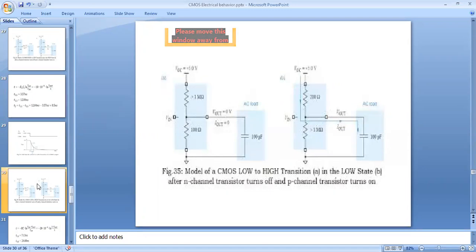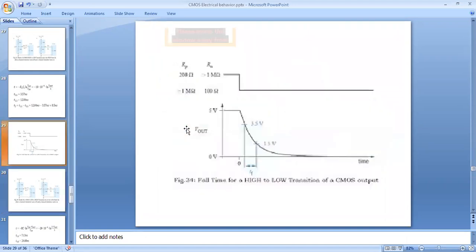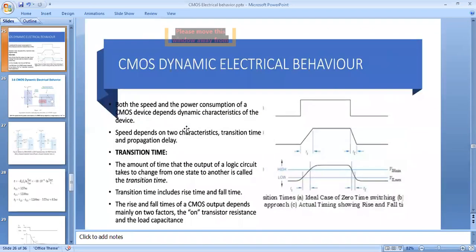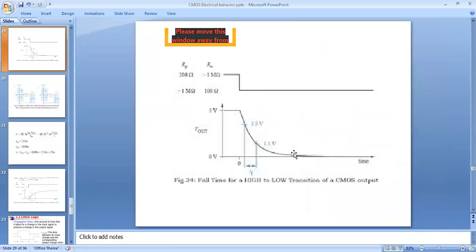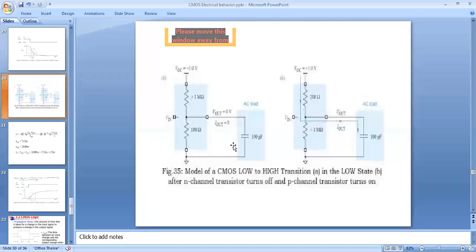To calculate rise time, first we assume that our circuit is at a low state. Already you know rise time. So for rise time, see this figure. What is rise time? The time taken to change from low state to high state. Therefore, first of all, we assume that our output is at low state, which is nothing but input is high.